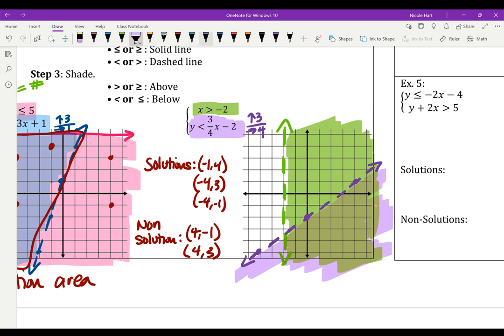And then if we look and see the space where the green and the purple overlap, that again is going to be our solution area. So any points in that space are a solution for the whole system. Other points that are not in that doubly shaded area are not a part of our solution.